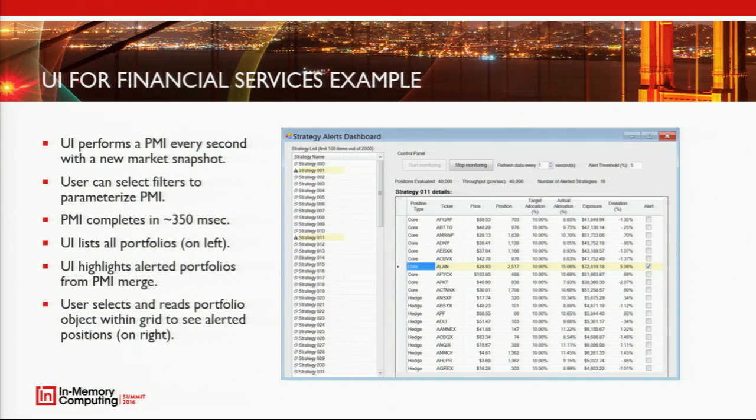By the way, we have a YouTube video of this comparing it to Apache MapReduce, and that was taking about 15 seconds to do the same thing. So in-memory computing really does speed things up. What happens is the merge tells us which portfolios to highlight here, and when the user clicks on a portfolio, they can see the contents of the object, the long and short positions and where the imbalance is arising. That's just an example of data parallel computing in the grid using an object-oriented view of data.